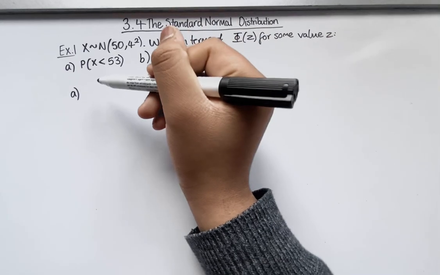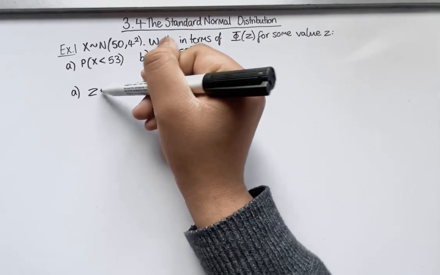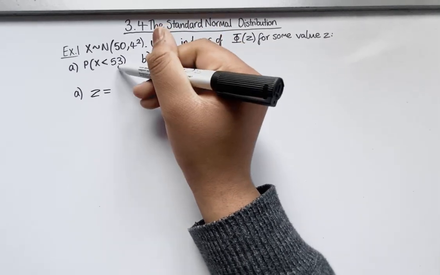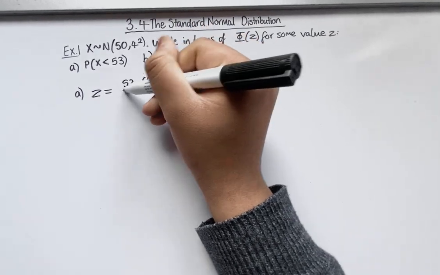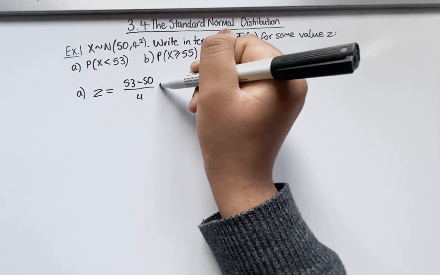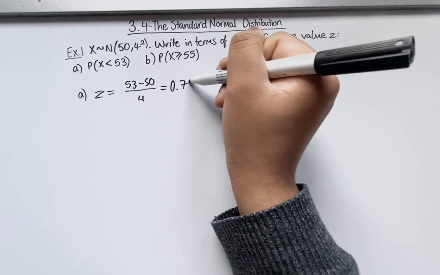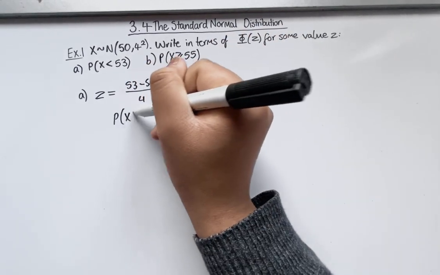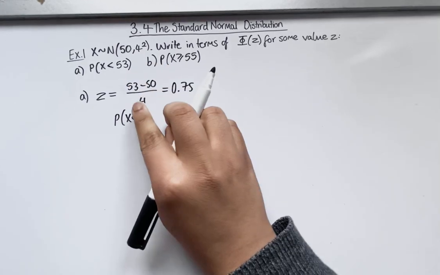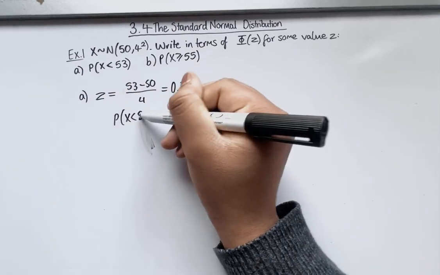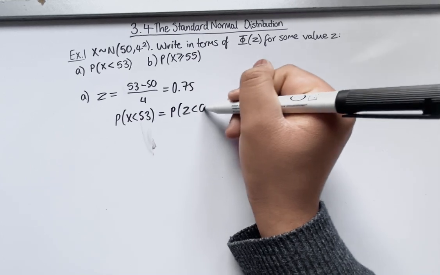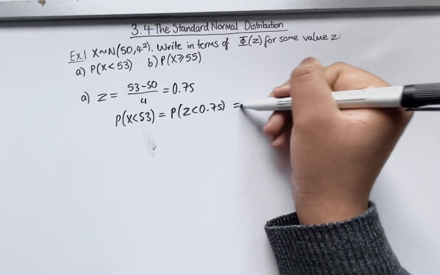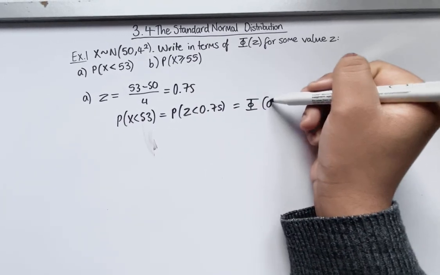Part A, we code the data using the formula we just learned. So Z will be X minus mu, X in this case is 53, minus the mean, which is 50, over the standard deviation, which is 4, and this will give us 0.75. So the probability that X is less than 53 will be equal to the probability that Z is less than 0.75, which is just phi of 0.75.